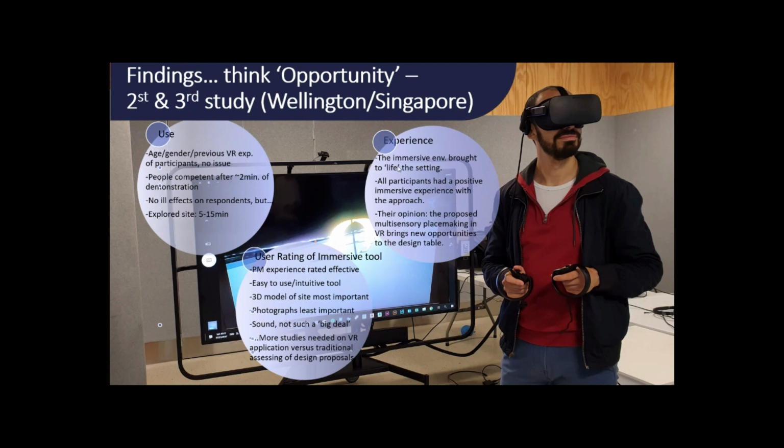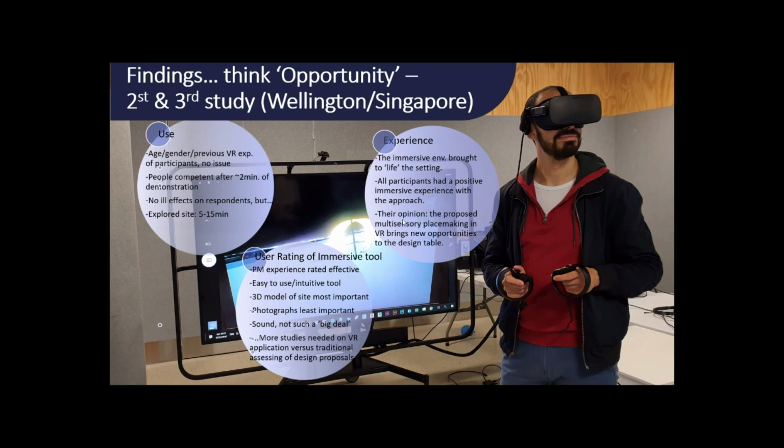The experience itself, the immersive environment, again, as I mentioned, brought to life the setting. The respondents that participated in the second phase and third phase of the study had positive immersive experiences with the approach, meaning they could navigate, and they reported that they did get a sense of being there at that place. They could understand the design, if I can use that language, to simulate what it is that we were trying to create.